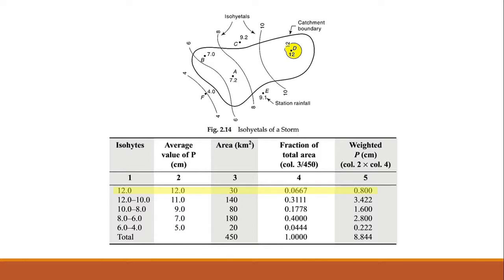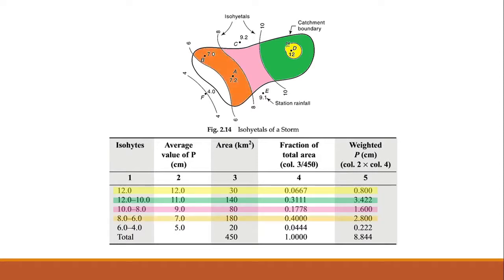And for the second area, colored in green, we have an area equal to 140 square kilometers, and the isohyets that bound it are in magnitude of 12 and 10. Averaging the two values, we will get 11. Next, we have the area bounded by the isohyets with a magnitude of 10 and 8 respectively. This third area has an area of 80 square kilometers. The average value of 10 and 8 is 9. And we'll do the same method for the rest of the areas.